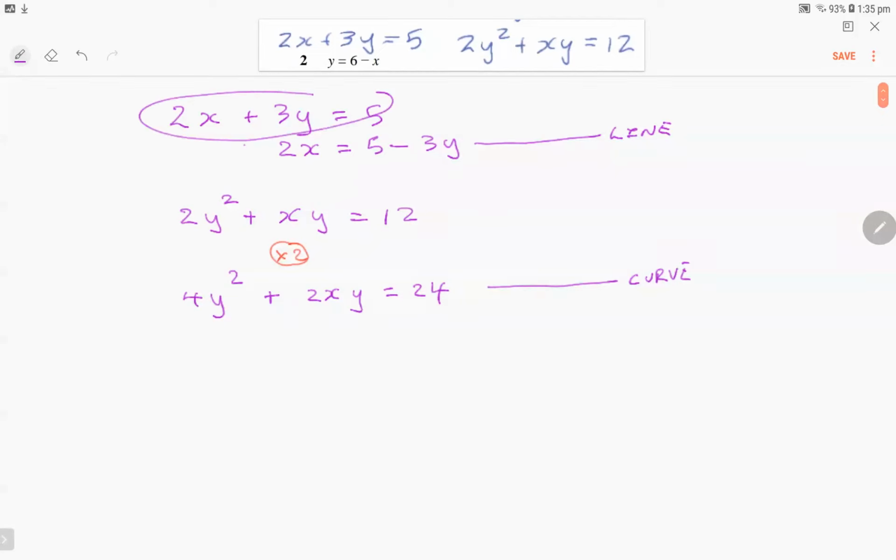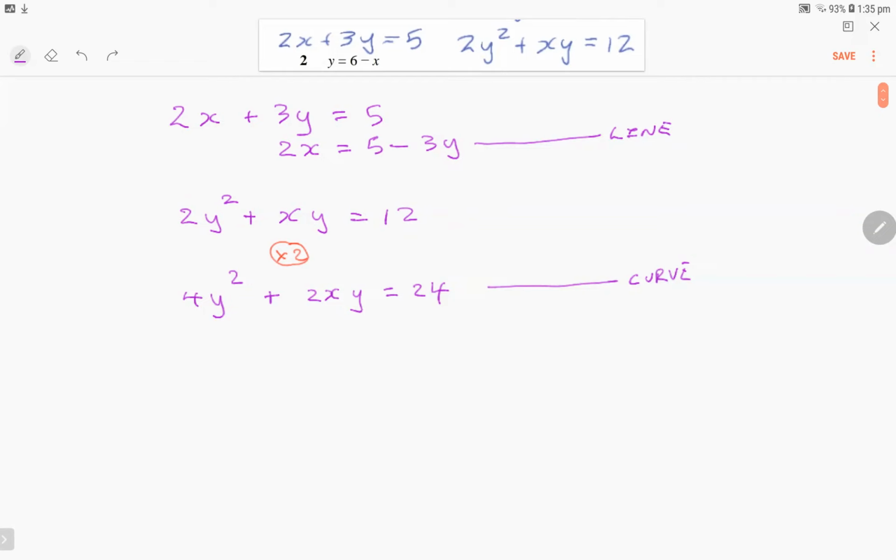So this is the same line, you know, right? But I just rearrange them in a friendly way, and this is the same curve, but I just put them in a more friendly manner to my process. So I'm going to substitute now for 2x, the line into the curve.